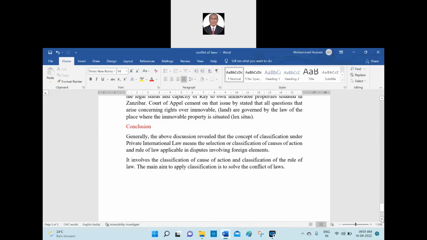In conclusion, generally, the above discussion revealed that the concept of classification under private international law means the selection or classification of the cause of action and the rule of law applicable in disputes involving a foreign element. It involves the classification of the cause of action and the classification of the rule of law. The main aim of applying classification is to solve the conflict of laws.